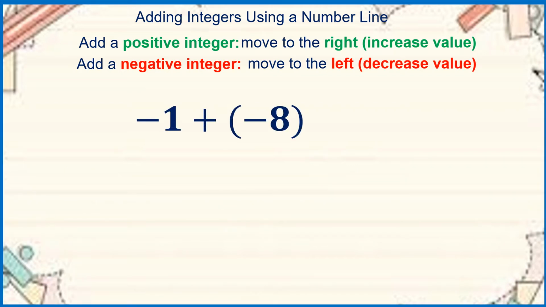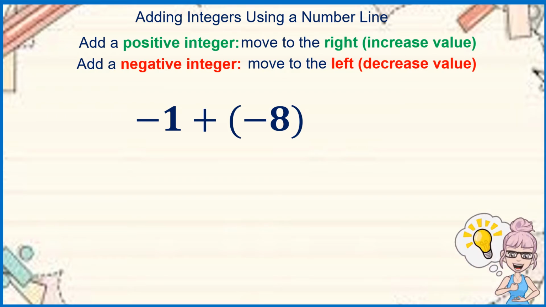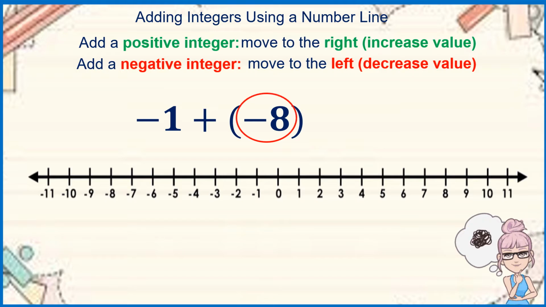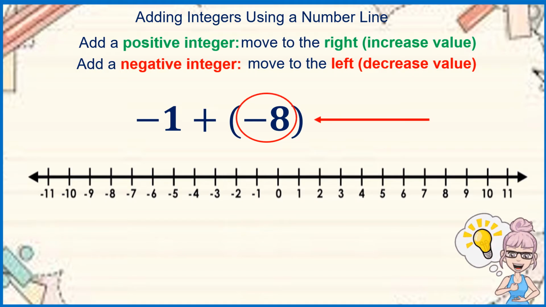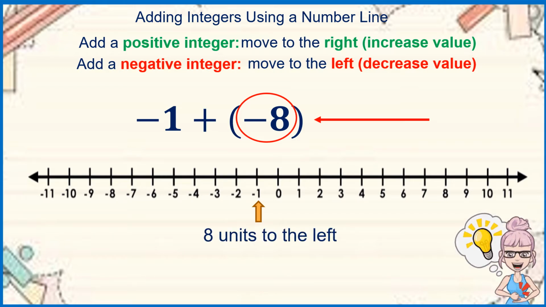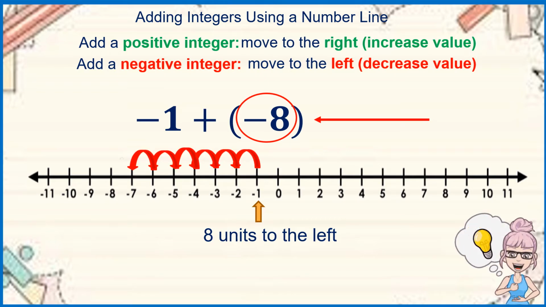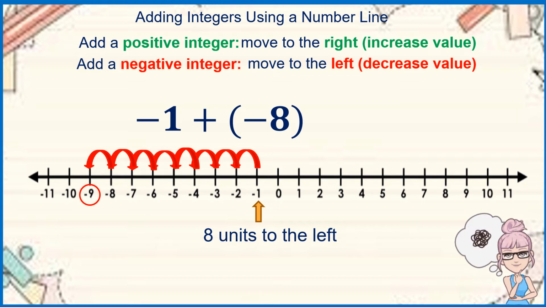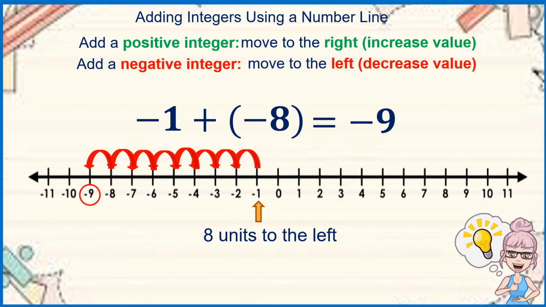Now let us have negative 1 plus negative 8. So since we are adding negative 8, or a negative number, we are going to move to the left on the number line. Starting at negative 1, we are going to move 8 units to the left. So let us count. 1, 2, 3, 4, 5, 6, 7, 8. We end up at negative 9. So therefore, what is negative 1 plus negative 8? Correct, it is equal to negative 9.